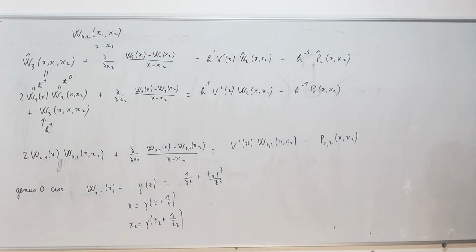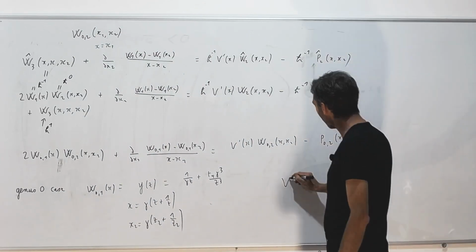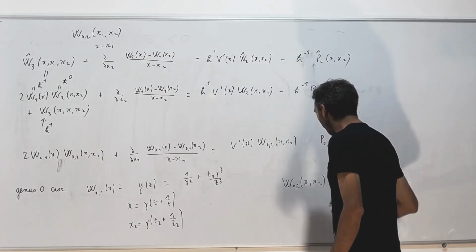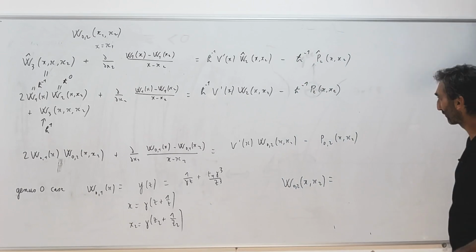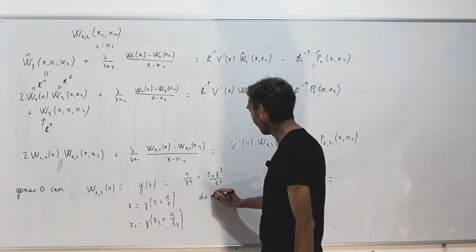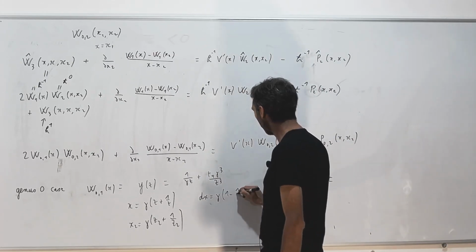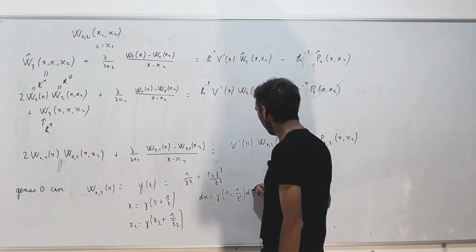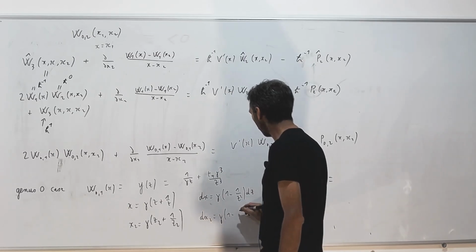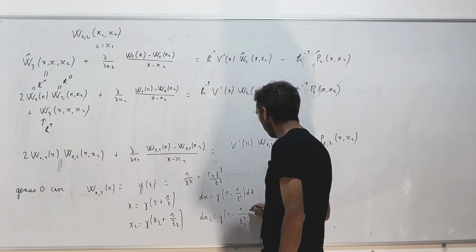Okay. Play a little bit, and you will find the following thing: W02 of x, x2. I will show you the solution, but it's useful first to remember that dx is gamma times 1 minus 1 over z square dz, and dx2 likewise is gamma times 1 minus 1 over z2 square dz2.